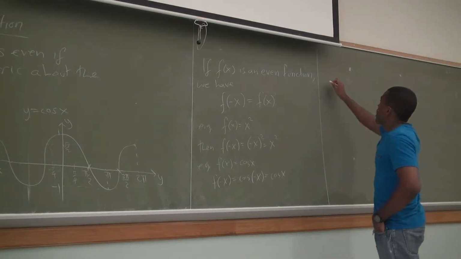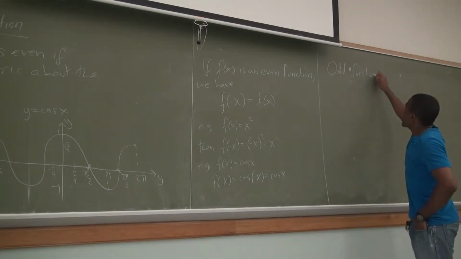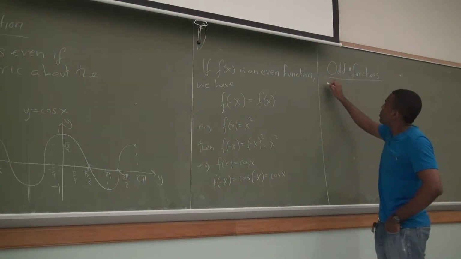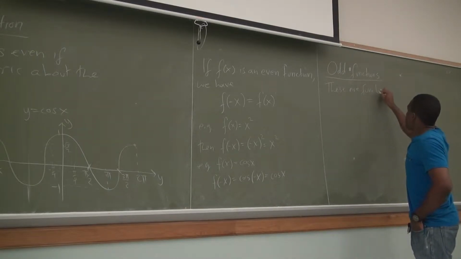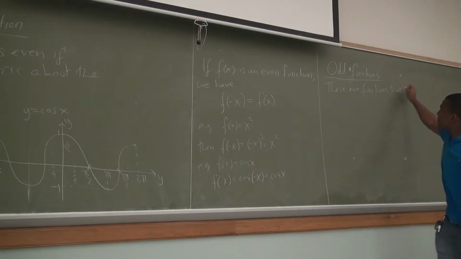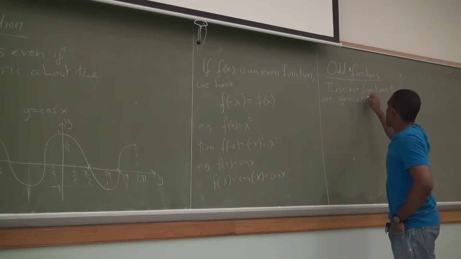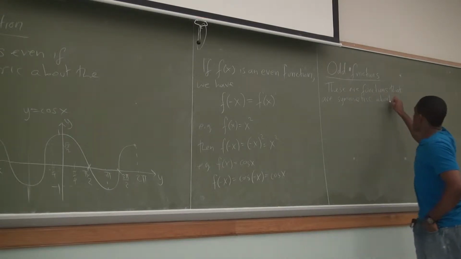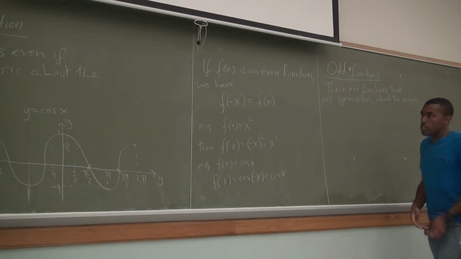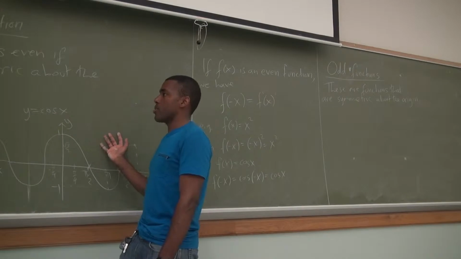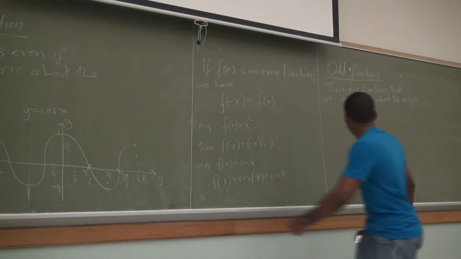Odd functions. These are functions that are symmetric about the origin. That just sort of means if you take the right side, reflect it over the y-axis, then reflect the result over the x-axis, then you get the left side. That's sort of what it means.